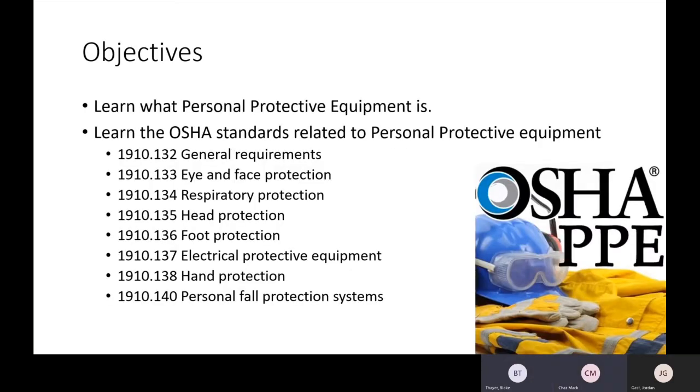What objectives are we going to learn in today's training? We're going to learn what personal protective equipment is, and we're also going to learn the OSHA standards that are related to personal protective equipment.